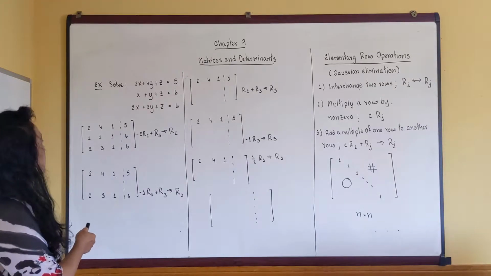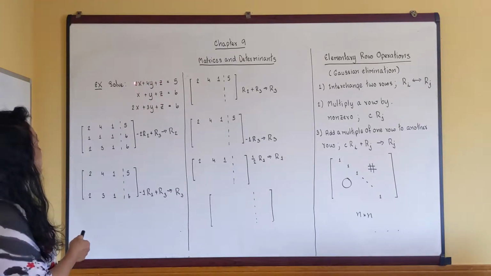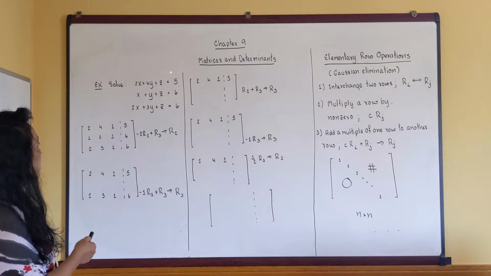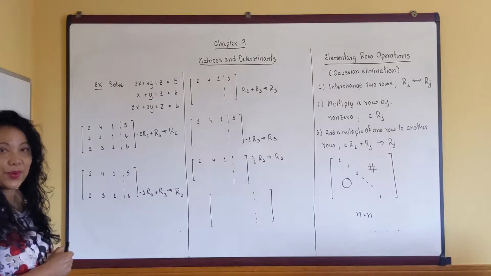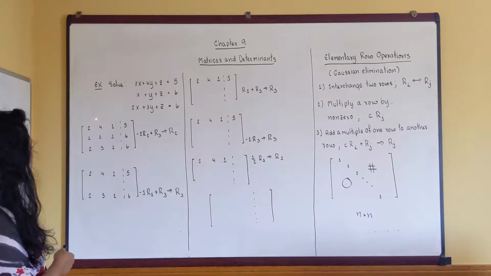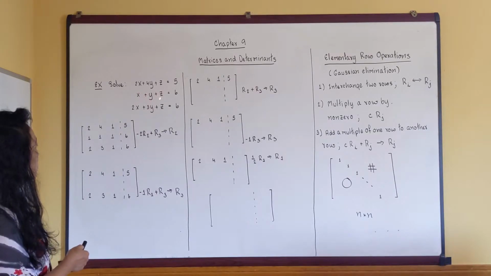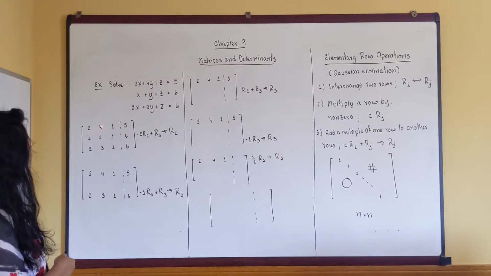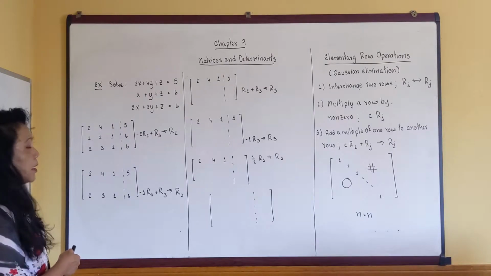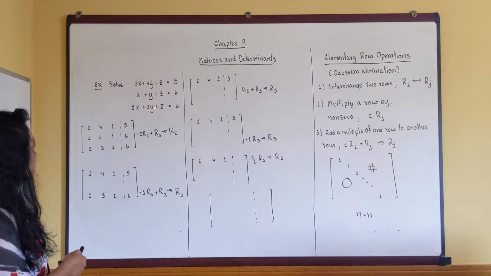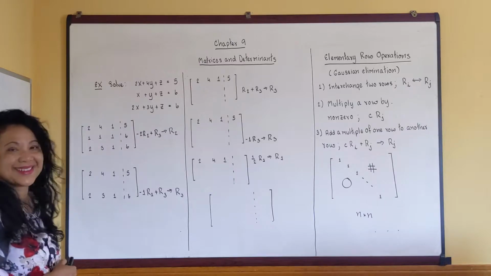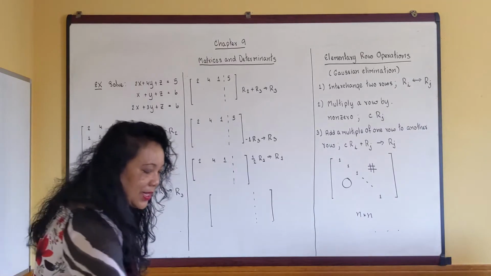Let's look at the first one. You just take the coefficients: we have 2, 4, 1, and 5. That's your first row. Look at the second one: you have 1, 1, 1, and 6. The last row you have 2, 3, 1, 6. All right.